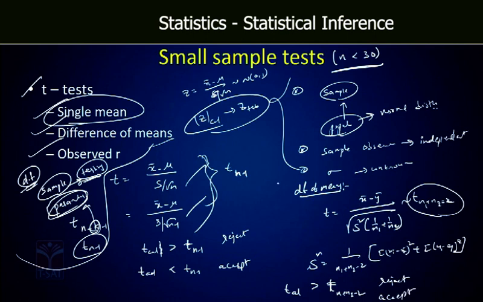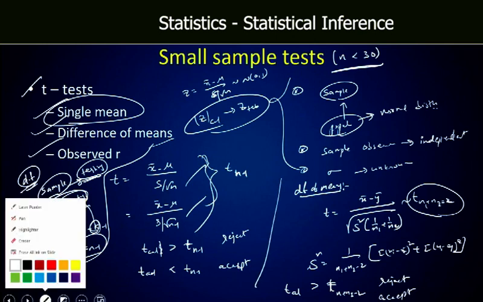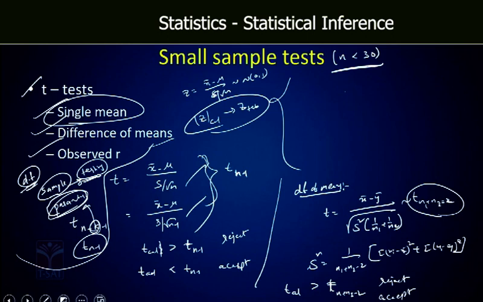So that is the difference of two means. Next, the observed correlation coefficient, small r. Now you have to test the observed correlation coefficient r. The t statistic is given by t is equal to r into under root n minus 2 divided by under root 1 minus r square. This is a test statistic which follows t with n minus 2 degrees of freedom.